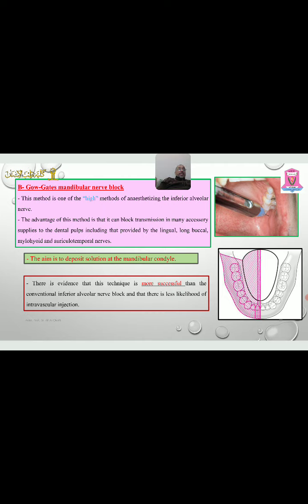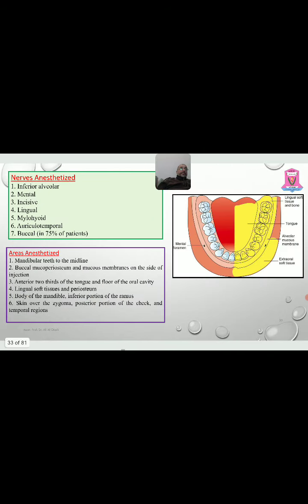The aim is to deposit the solution at the mandibular condyle. فإذا الانفيريور alveolar nerve وين كان الأيم؟ بالmandibular foramen. هنا الأيم at the mandibular condyle. And there is evidence that this technique is more successful than the conventional inferior alveolar nerve block, and that there is less likelihood of intravascular injection.